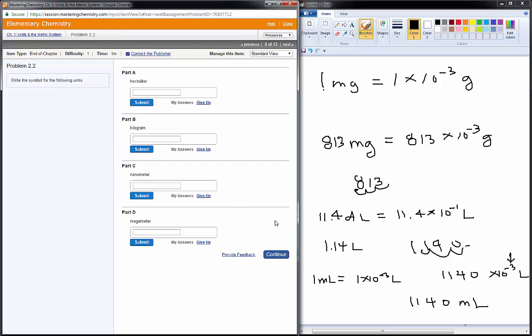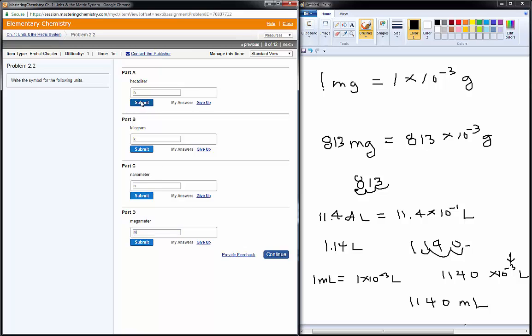Next, write the symbol for the following units. Hecto is a little h. I'm not going to test you on deca or hecto, by the way, only on the stuff that's listed in the lecture notes. Kilo is a little k. Nano is a little n. And mega is a capital M.